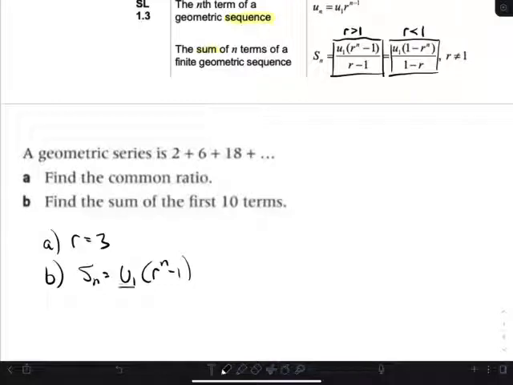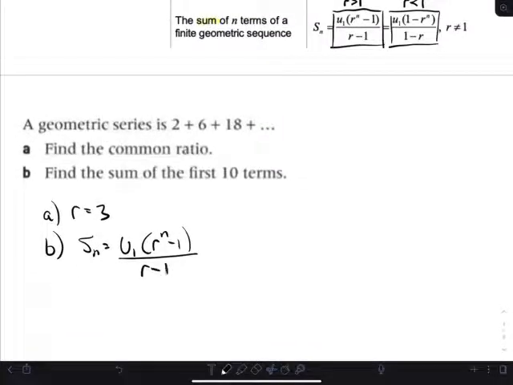By the way, I said use the first if r is greater than 1, and if the ratio is less than 1, use the second one. If you don't get that right, it doesn't matter. The formulas will work out anyway. It's just a little easier when you're working out the arithmetic.